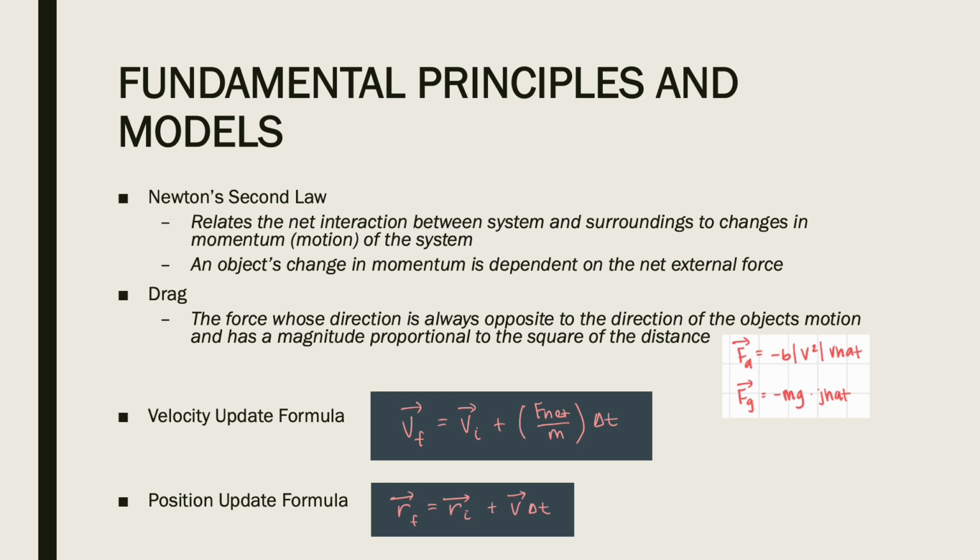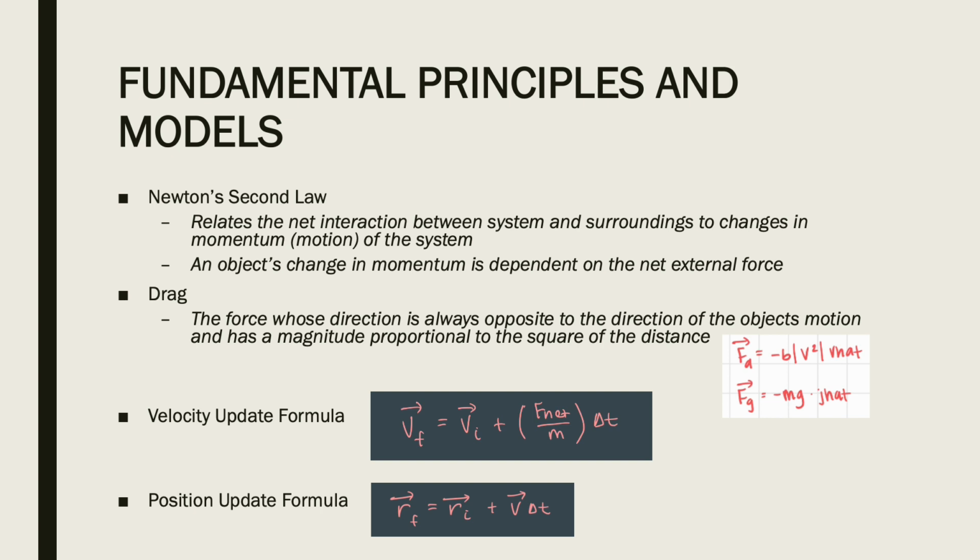For drag, this is a force whose direction is always opposite to the direction of the object's motion and has a magnitude that is proportional to the square of the distance. And for drag, this is happening because as the object falls, it is interacting with other particles, for instance air, which slow down the object's motion, and these equations are presented on the right-hand side.